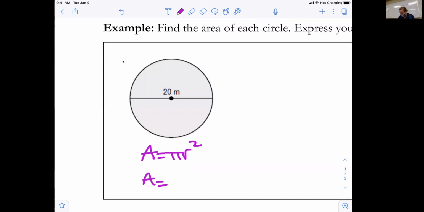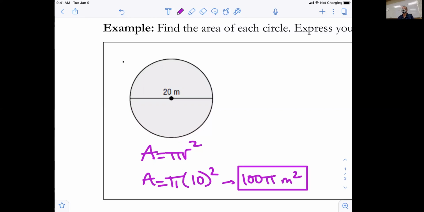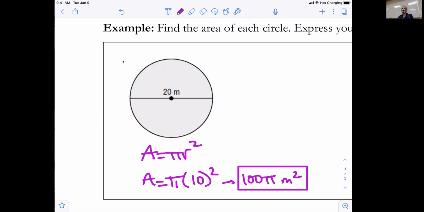Let's do 10 squared. And then we know 10 squared is 100. So we're going to call it 100 pi meters squared. I want the units there. And I do not want you to multiply 100 times pi, which is 3.14. Please do not do that. 100 pi meters squared. All right, everyone good?